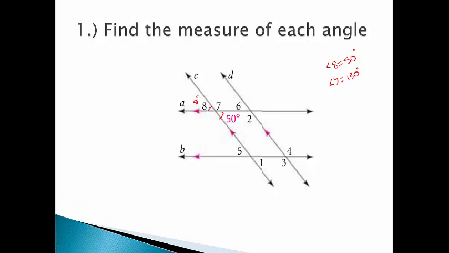Next, I might say, oh, look at angle 50 over here and angle 6. They're on alternating sides of A, which is a transversal, but they're both in between C and D. So these are alternate interior, so they must be congruent. If angle 6 is 50, then to get to angle 2, make 180, angle 2 would have to be 130.